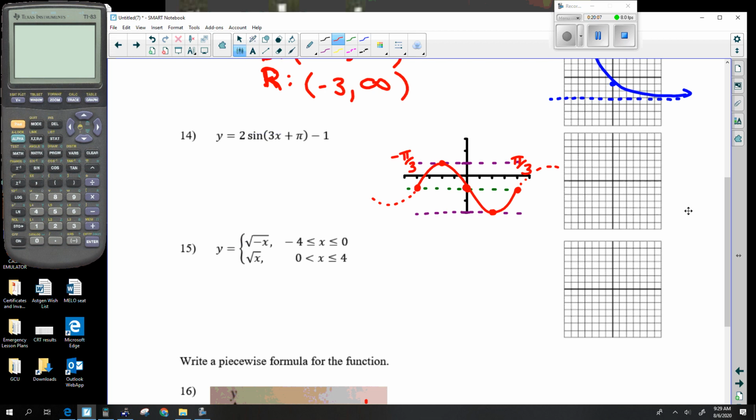All right, let's answer the questions that are being asked. What is the domain? Well, it goes on forever in both directions, left and right. The range, the lowest it goes is -3, and the highest it goes is +1.